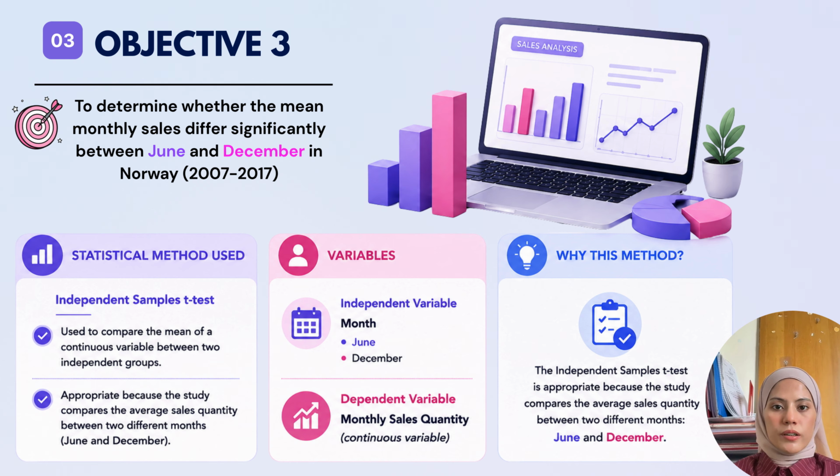Our third objective is to determine whether the mean monthly sale differs significantly between June and December in Norway from 2007 until 2017. To achieve this objective, we use an independent sample t-test. This statistical method is suitable because our study compares the average monthly sales quantity, which is a continuous variable, between two independent groups, which are June and December. It is the most appropriate statistical method for this objective.